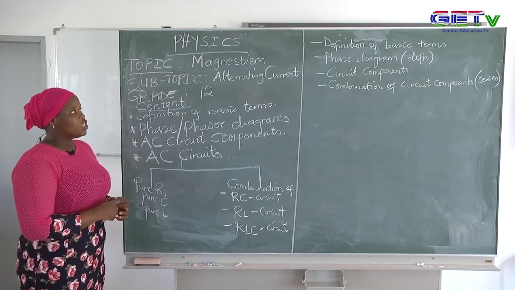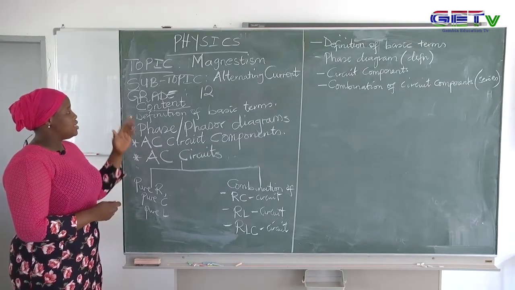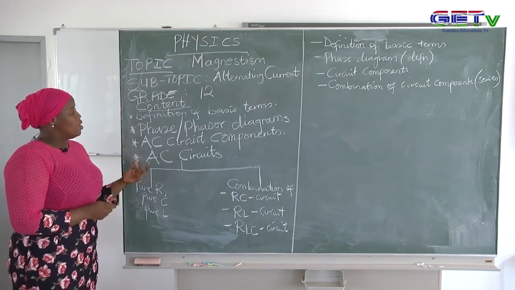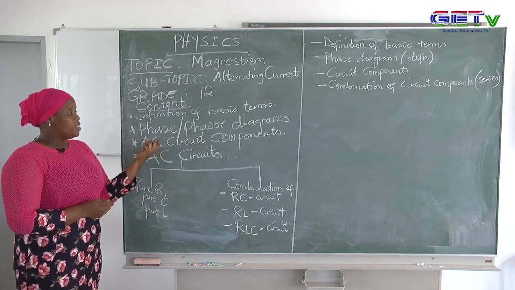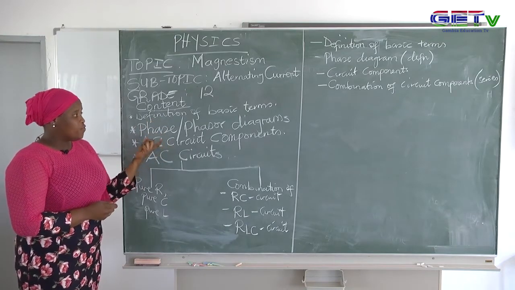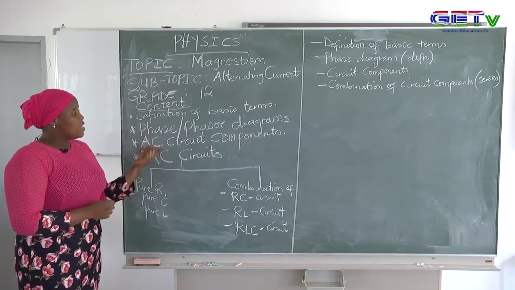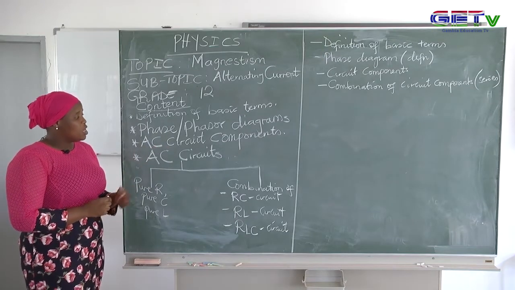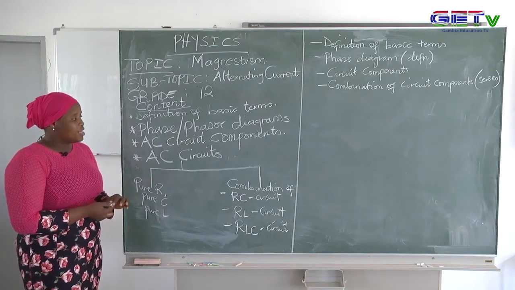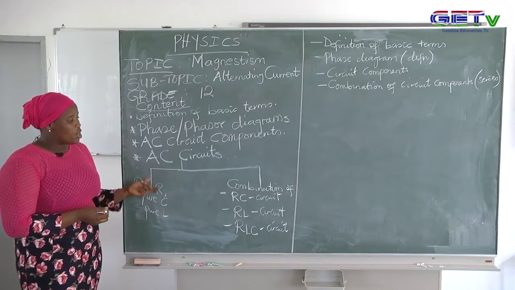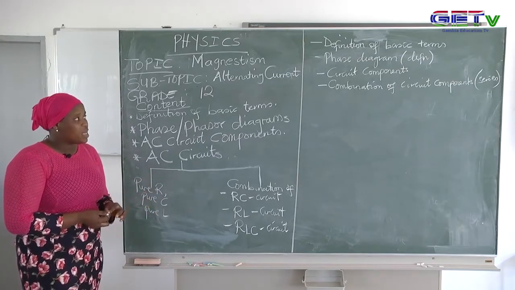Today's topic will be focused on alternating current, and these are the basic topics we'll be dealing with. We will first of all talk about the definition of basic terms, phasor diagrams or phase diagrams of AC circuits, and the components that are normally used in building an alternating current circuit. And we'll also talk about the different types of AC circuits.